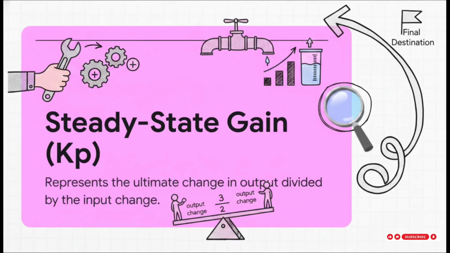Now, while the time constant tells us how fast we're driving, the second parameter tells us where we're actually parking. The steady-state gain, or Kp, simply tells us how far the system is ultimately going to go once it settles into its new steady state. It's just the ratio of the ultimate change in output divided by the change in input.